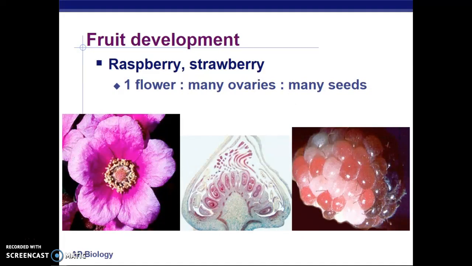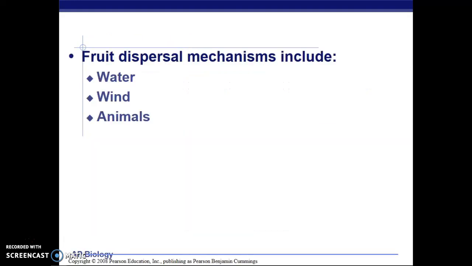Raspberries and strawberries are aggregate fruits because even though it's just one flower, you can clearly see that the ovaries are still separate, many ovaries, many seeds. Each little dot on the strawberry or raspberry is basically a seed. Again, an accessory fruit because the receptacle is the juicy part of the strawberry that we eat and is not really the ovary of the flower that develops into a fruit.